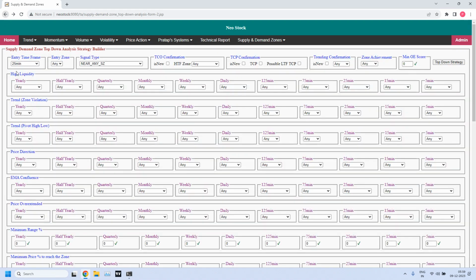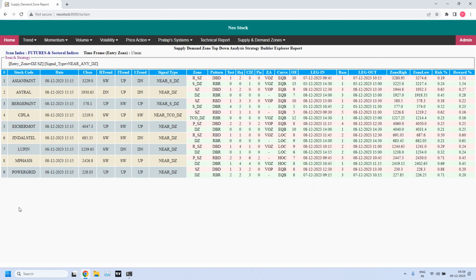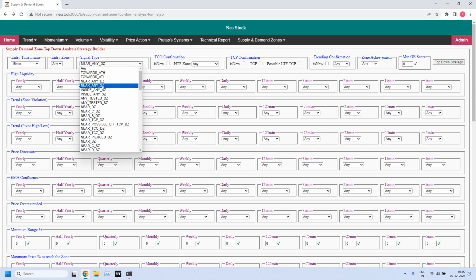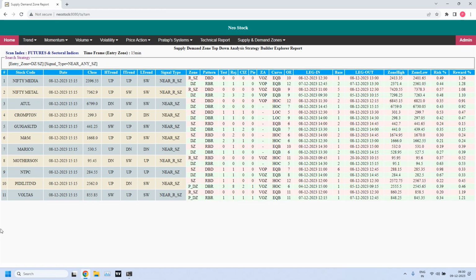Let's go back. Now let us generate for 15 minutes time frame. Entry time frame is 15 minutes. Let us find the stocks near 15 minutes demand zone. So total 9 stocks are filtered. Let's go back. Entry time frame is 15 minutes. Let us find the stocks near 15 minutes supply zone. Total 11 stocks are filtered.